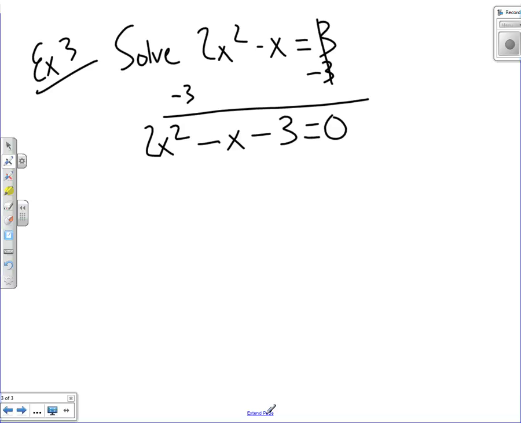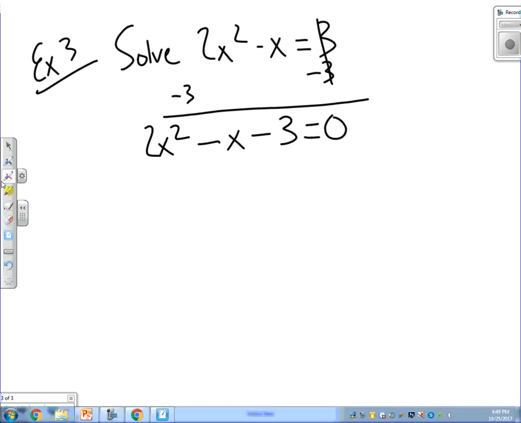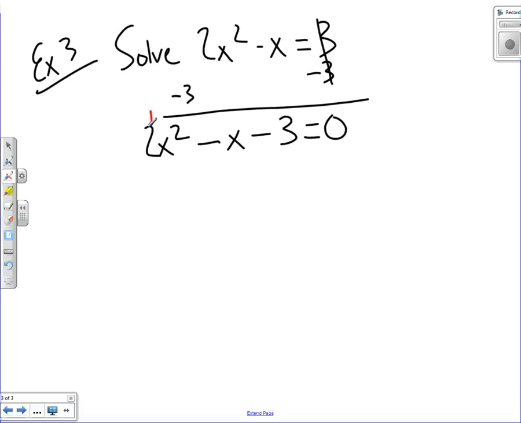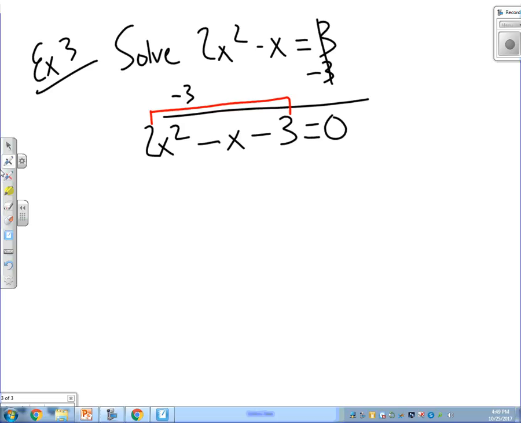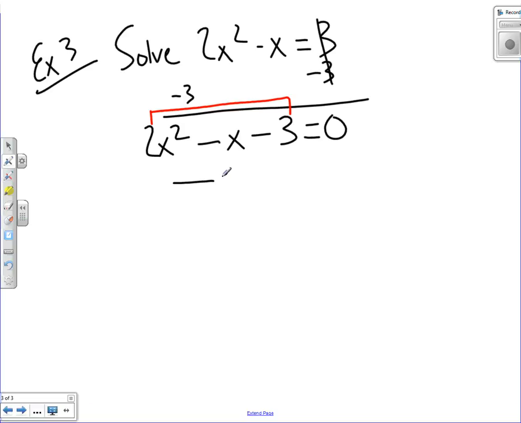Now, we're not so lucky with this quadratic, are we? This one is not a naked quadratic. This one is a dressed quadratic because of that annoying 2 in the front. So what does that mean for us? That means we have to first multiply our front end times our back end. And what is 2 times negative 3? 2 times negative 3 is negative 6. Okay, I'm sure you guys knew that.